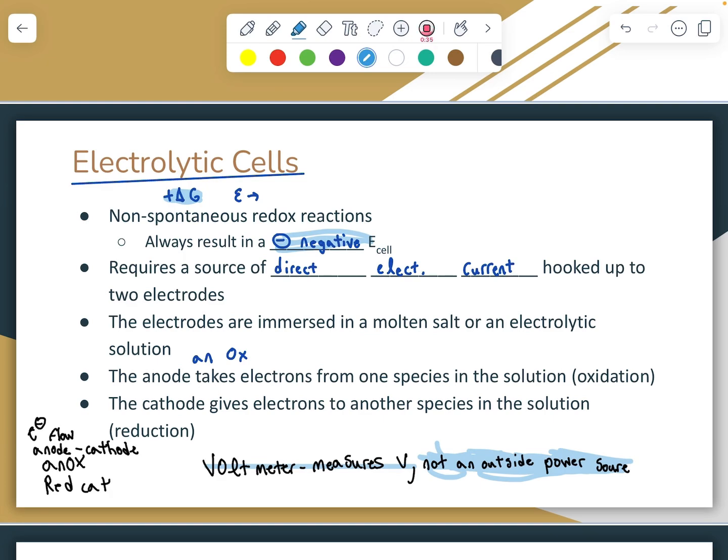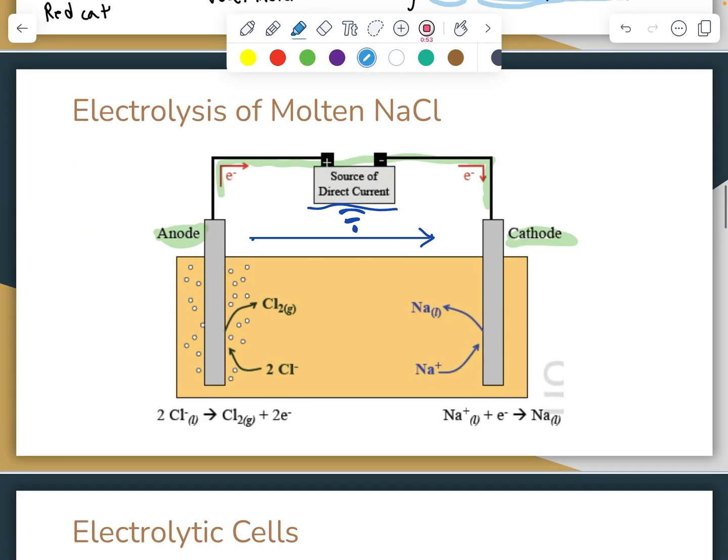up to two electrodes. And in the diagram down below, we'll see our electrodes look a little different than in galvanic cells. They're in the same solution, immersed in a molten salt or another electrolytic solution. See how usually in a galvanic cell we'll have a little barrier separating these, but in this case we don't.